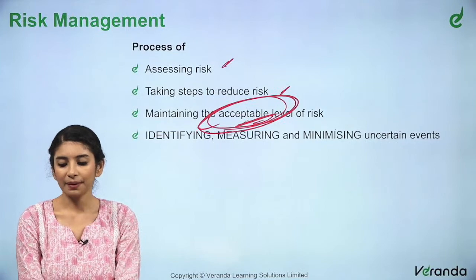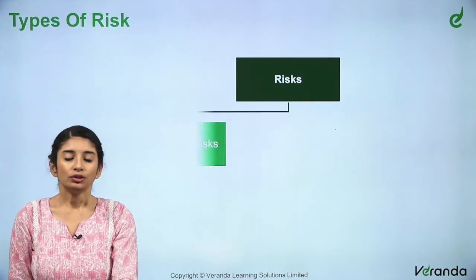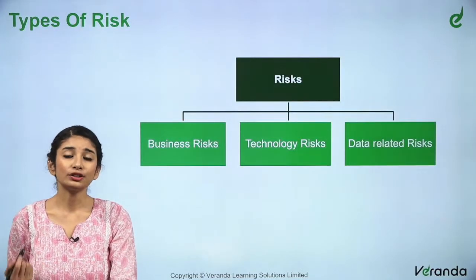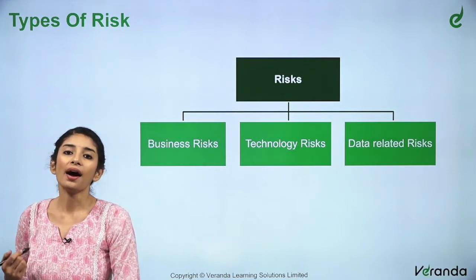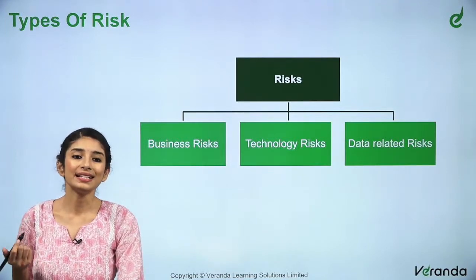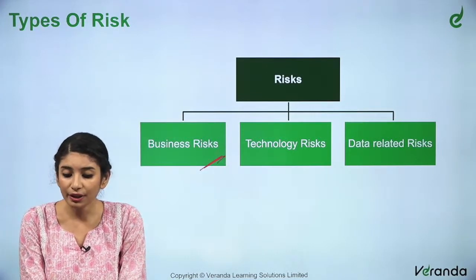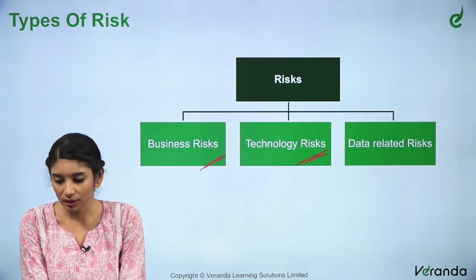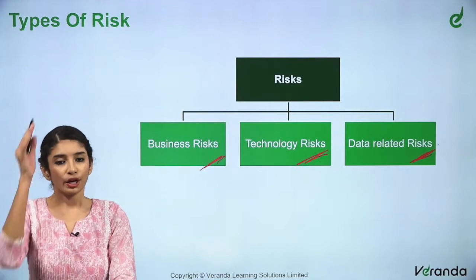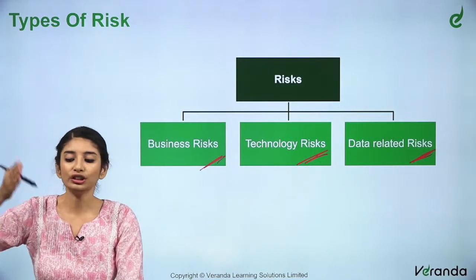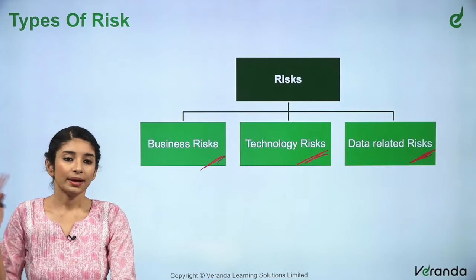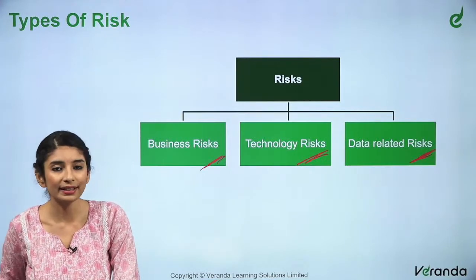Identifying, measuring and minimizing uncertain events. So, risk management leads us to a concept called ERM, Enterprise Risk Management. Before we go to the ERM concept, let us see the various types of risk. You have your business risk, technology risk and data related risk.